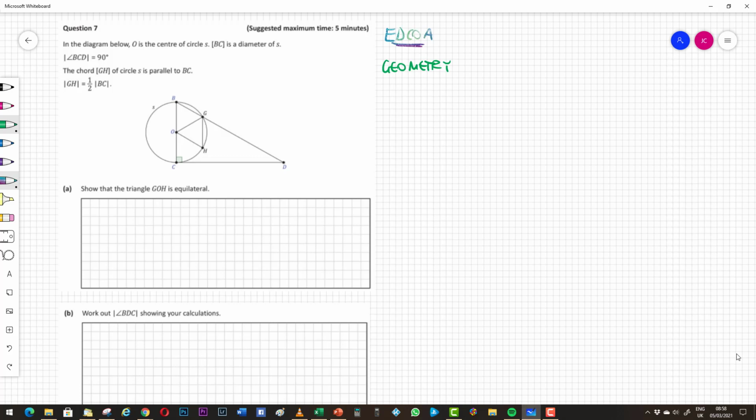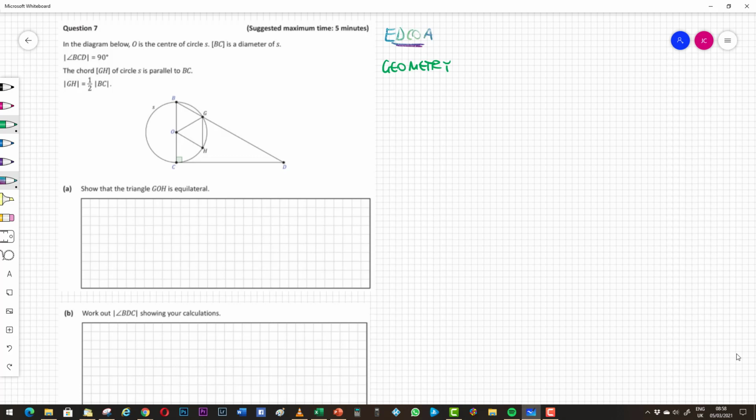We're also given a chord GH. So a chord is a line that connects the two endpoints of an arc. So we have an arc that goes from G to H, and the line that connects those in a straight line, that's called a chord. And we're also told that that chord G to H is parallel to BC and it's half of BC.